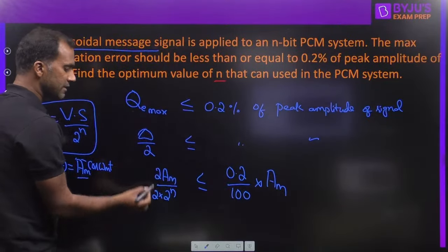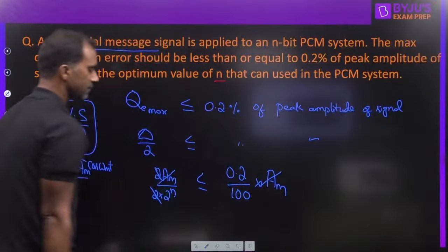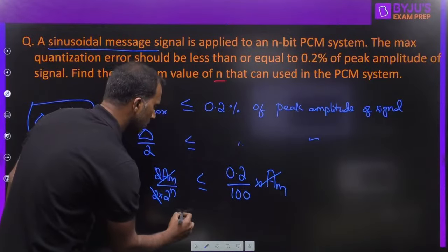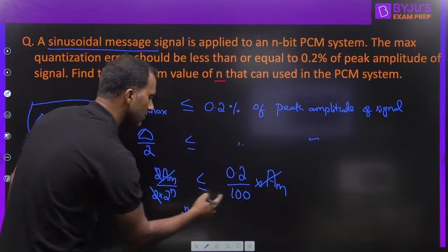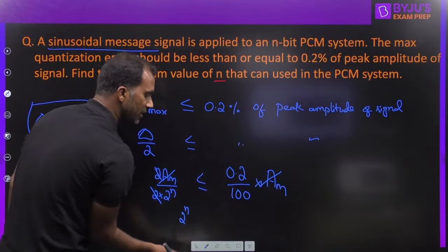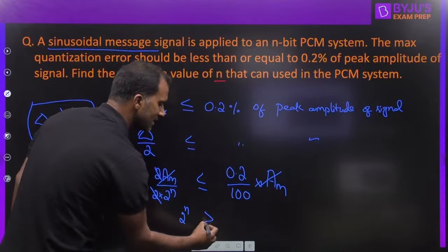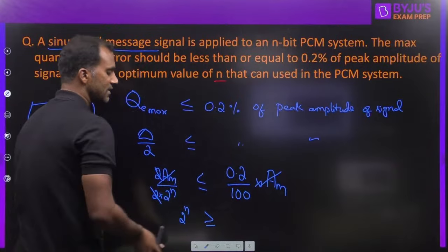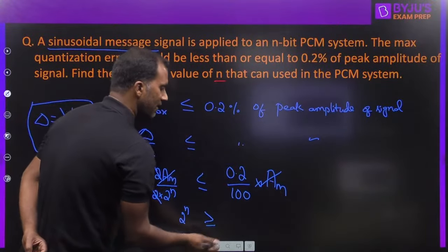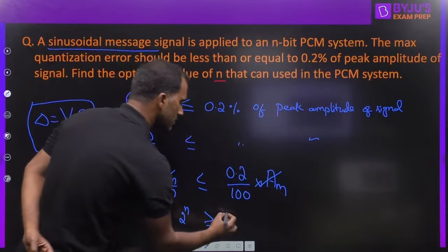Now let us cancel the things that are possible to be cancelled. So we can cancel Am, we can cancel this 2, and what is left is 2 power n. Let's take it into the numerator. Similarly, we'll exchange the numerator and denominator. When you exchange the numerator and denominator, the inequality sign also changes. So 0.2, if it comes to the denominator, it will become 5. 1 by 0.2 is 5, so it will become 500.